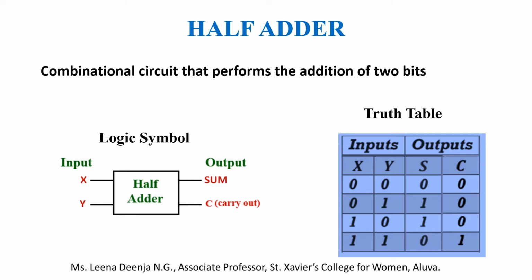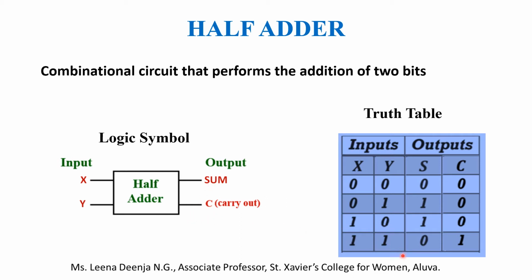Half adder is a combinational circuit that performs the addition of two bits. The circuit needs two binary inputs and two binary outputs. The logic symbol of half adder is this one. Here we can see that inputs are marked as X and Y. Here we get the sum and here we get the carry.